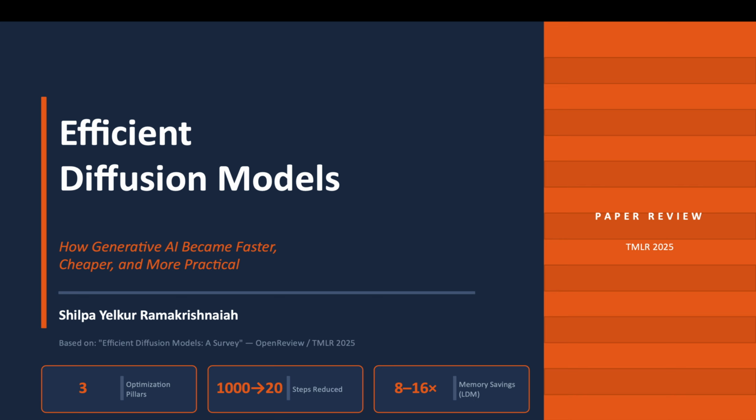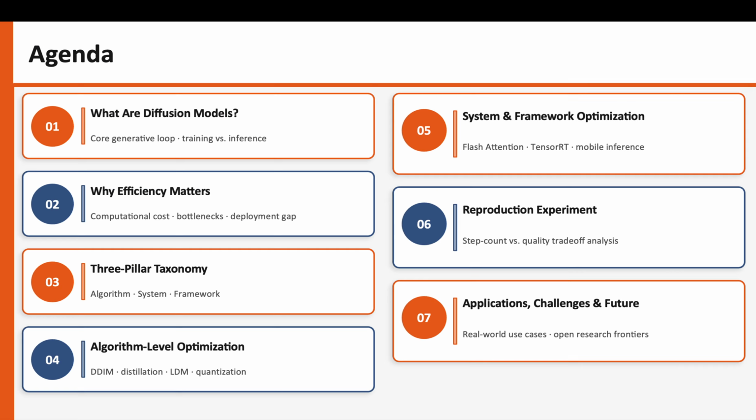Because if you have used Stable Diffusion, DALL-E, or Midjourney, you know the results are impressive. But what you might not know is how much engineering work went into making those results possible at a reasonable speed and cost. I'll also share results from a small reproduction experiment I ran using the auto research template. Let's get started and go to slide 2.